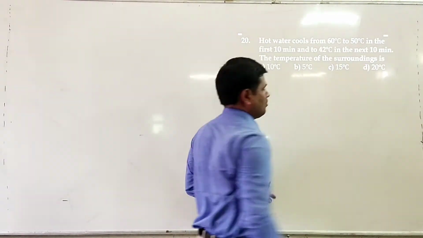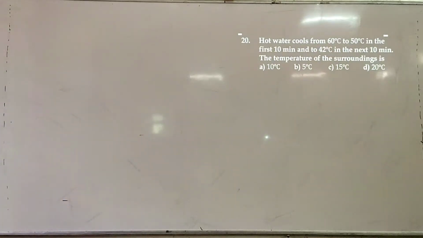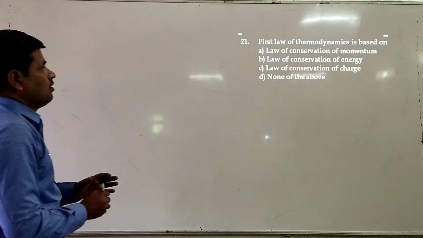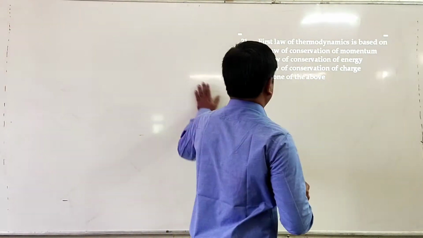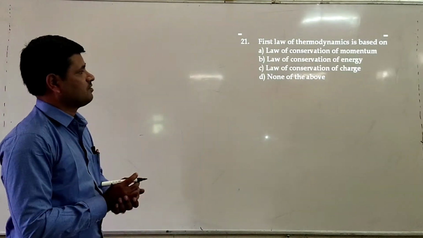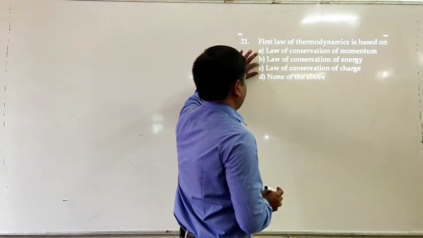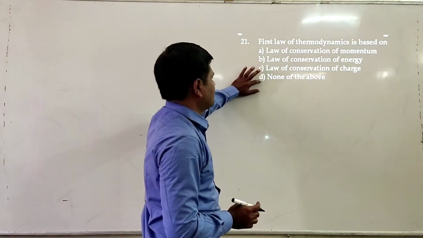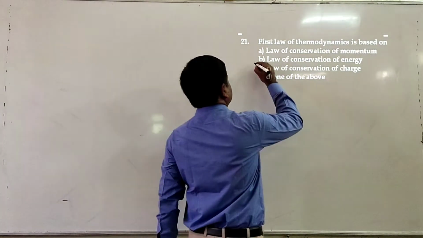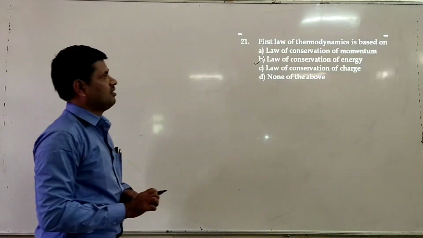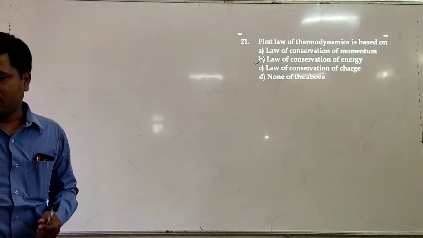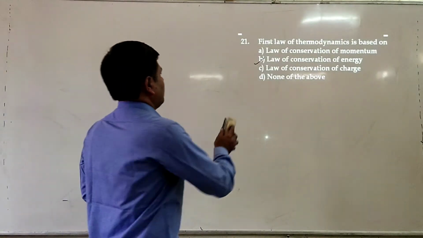Next we go to question number 21. What is question number 21? We can see here: the first law of thermodynamics is based on which one? Law of conservation of momentum, law of conservation of energy, law of conservation of charge, or none of these. The first law follows the law of conservation of energy. Which option is correct here? B option is correct here.